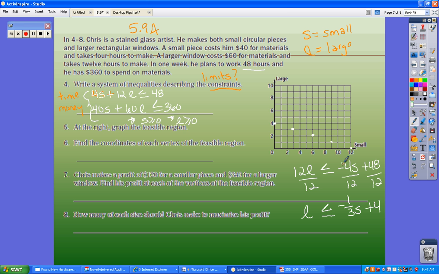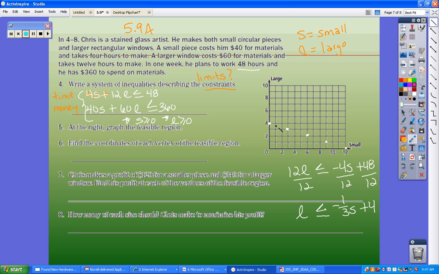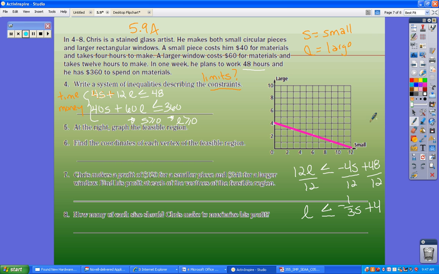Okay, so there is my graph. I need to find the line. Okay. Next one, I'll try to do over here if I have room. I'm going to subtract 40s from both sides. So I have 60 large less than or equal to negative 40s plus 360. Divide everybody by 60. This works out a lot nicer than I thought.